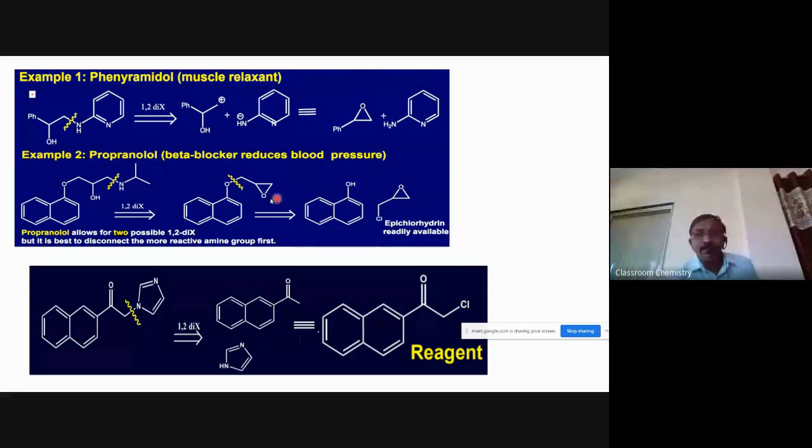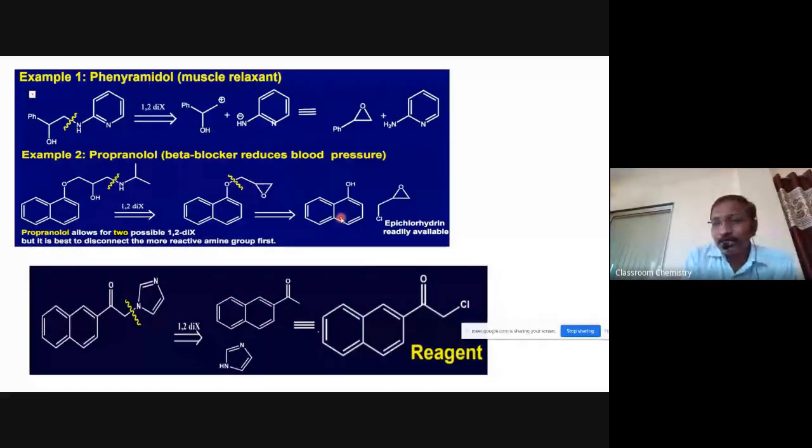and here again it can form an epoxide, then it is a beta naphthol, so we can disconnect this one. Again, this is a very good precursor, and we can get beta naphthol, and here we can get epichlorohydrin. This epichlorohydrin is easily available. In the presence of base, we can carry out such a reaction. So what is the starting material now? Beta naphthol is easily available. Epichlorohydrin is also easily available.